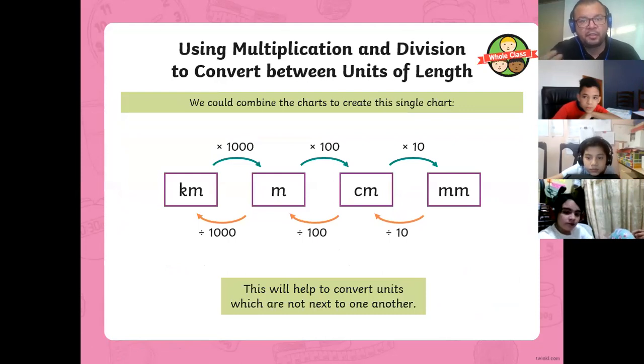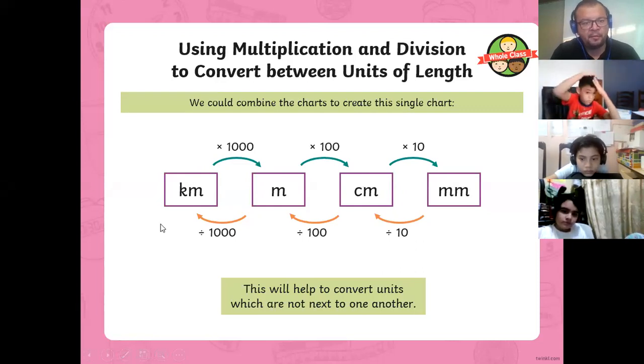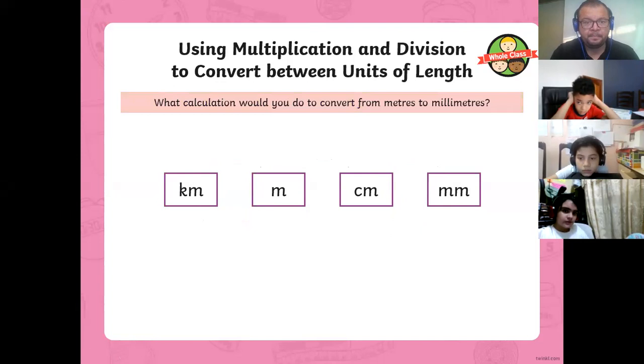We could combine the charts to create a single chart, okay? As it appears in this way. We have kilometers, meters, centimeters, millimeters. From kilometers to meters, multiply, okay? And on. From millimeters to centimeters and on, you have to divide. This will help you to convert units which are not next to one another. You can copy it in your notebook when the video is finished, okay?